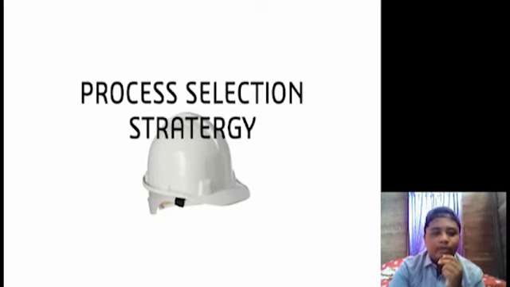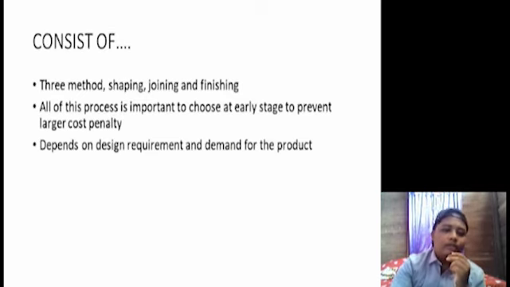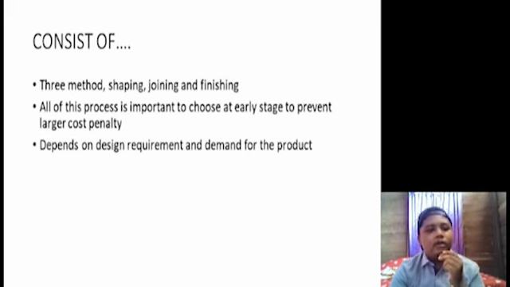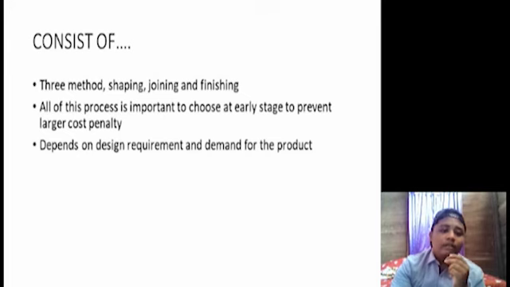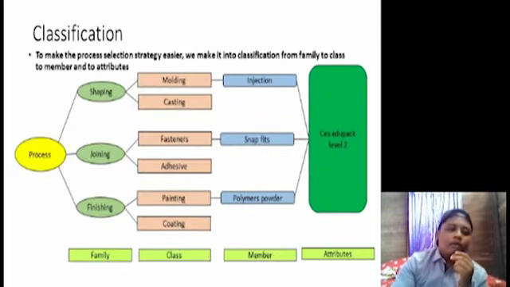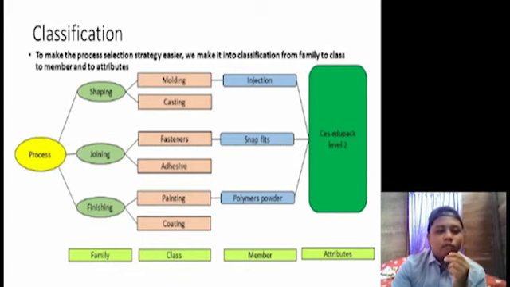Okay, the process selection strategy consists of three methods, which are shaping, joining, and finishing process. All of these processes are important to choose at an early stage to prevent larger cost penalty, and it depends on the design requirement and demand for the product. For classification, to make the process selection strategy easier, we classify from family to class to member and to attribute. We're going to look at them one by one.